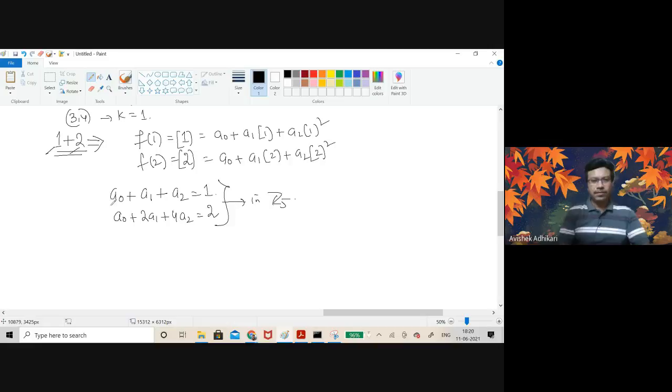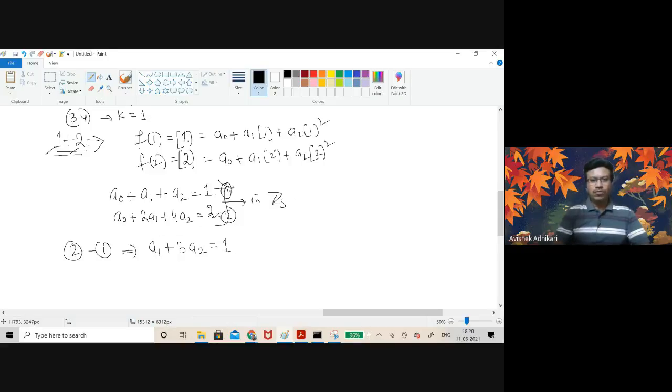Similar way, if you just subtract from here to here, say this is my 1 and this is my 2, say subtract 2 minus 1, what you will get? This a0 will be out. So this will be a1 plus 3a2 equal to 1. That means class 1.